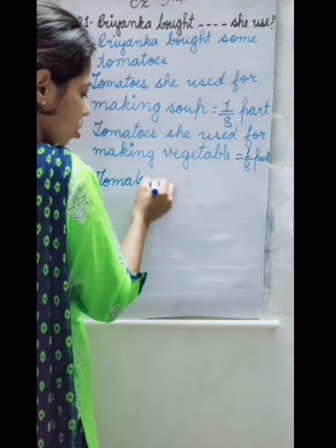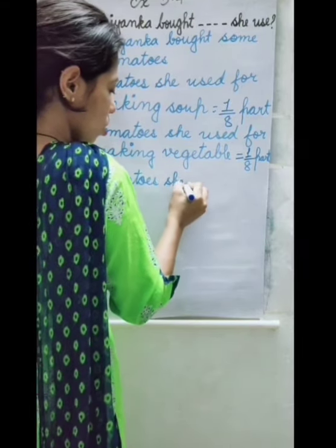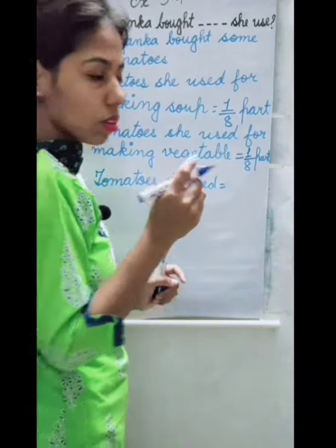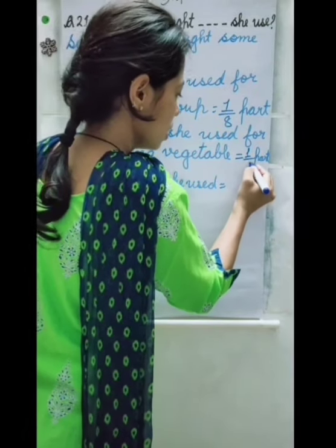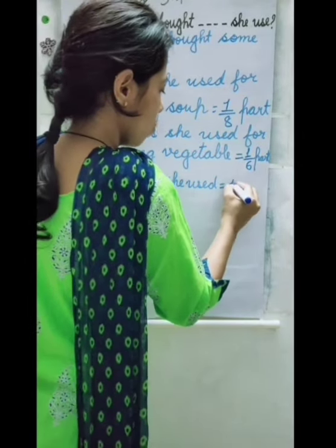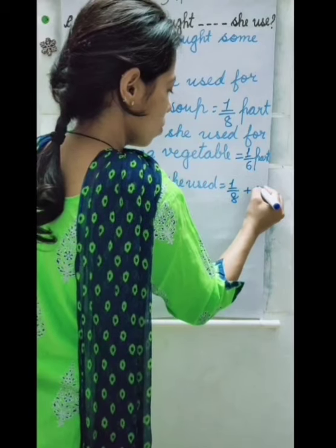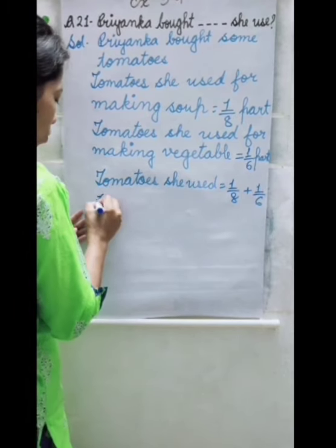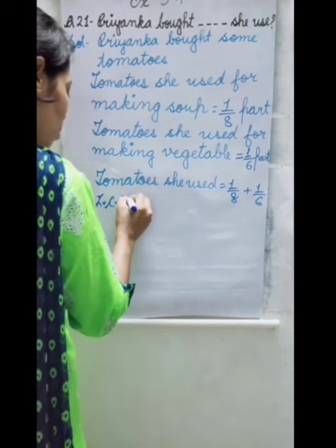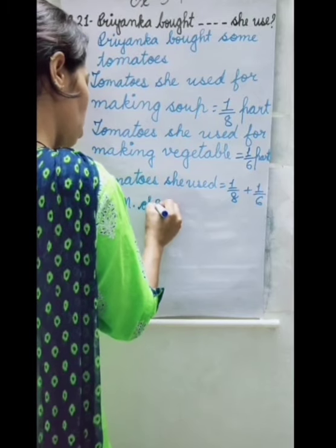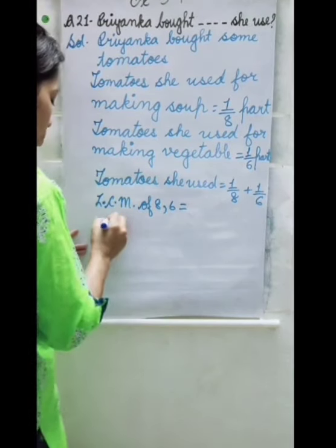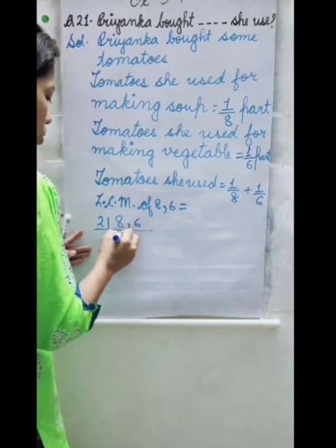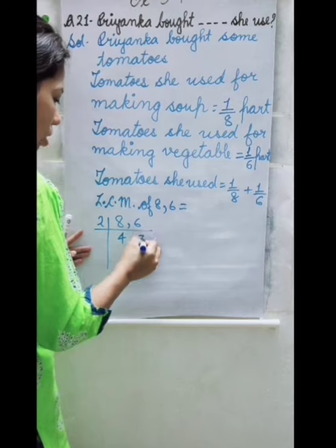Tomatoes she used is equal to 1/8 plus 1/6. As we can see, denominators are different, so we will find out the LCM of 8, 6. Let's find out: 8, 6. 2 4s are 8, 2 3s are 6.